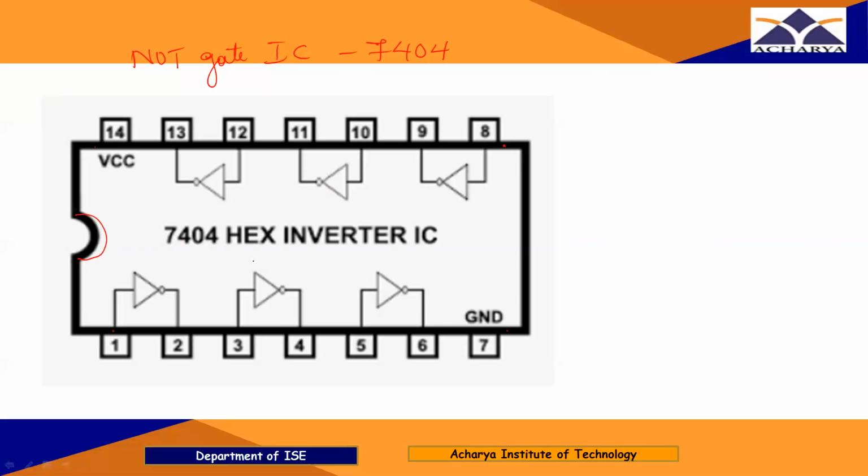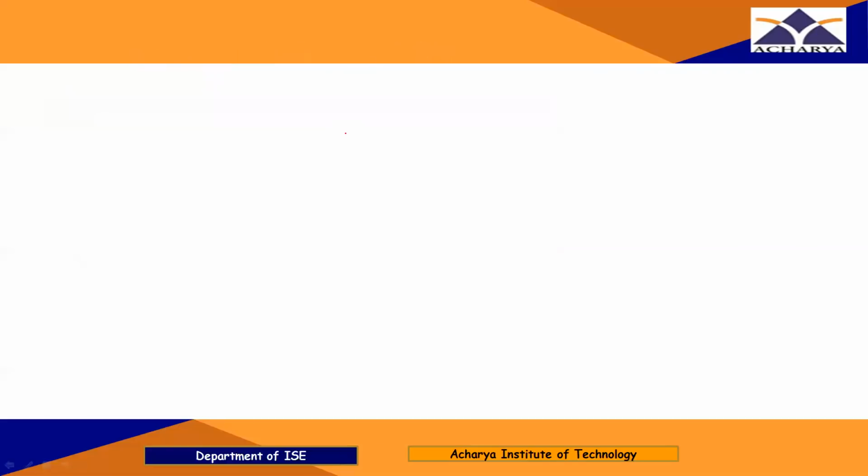So how many gates are available in one IC? There are 6 gates available. So here I am going to mark this as first gate, second gate, third gate, fourth gate, fifth and sixth. Right? Okay. So I'll draw this NOT gate IC, students.